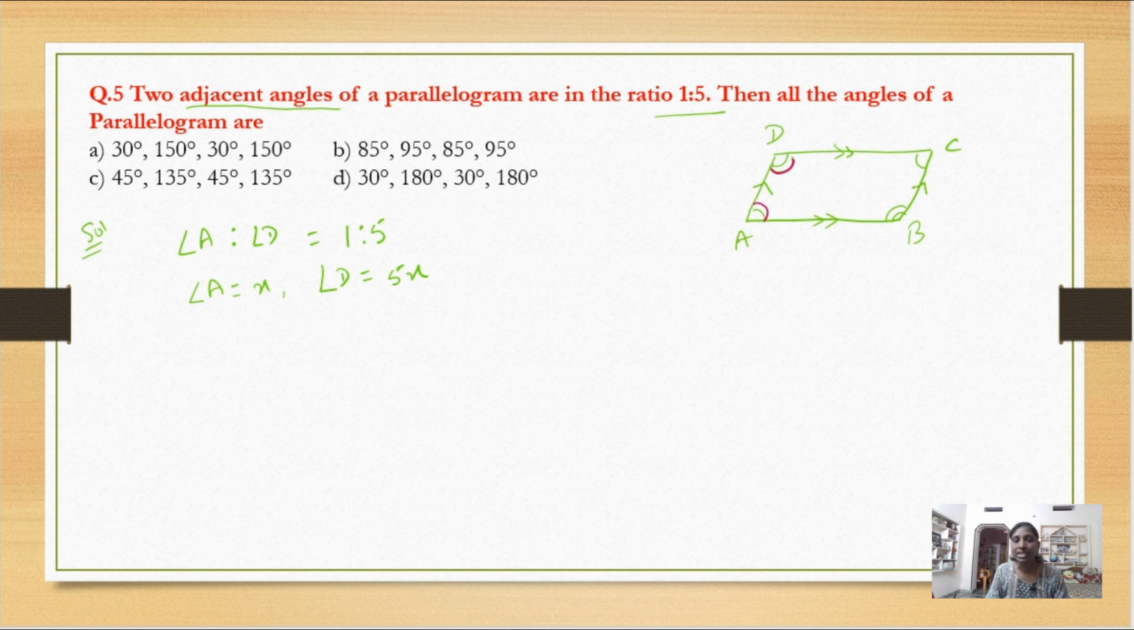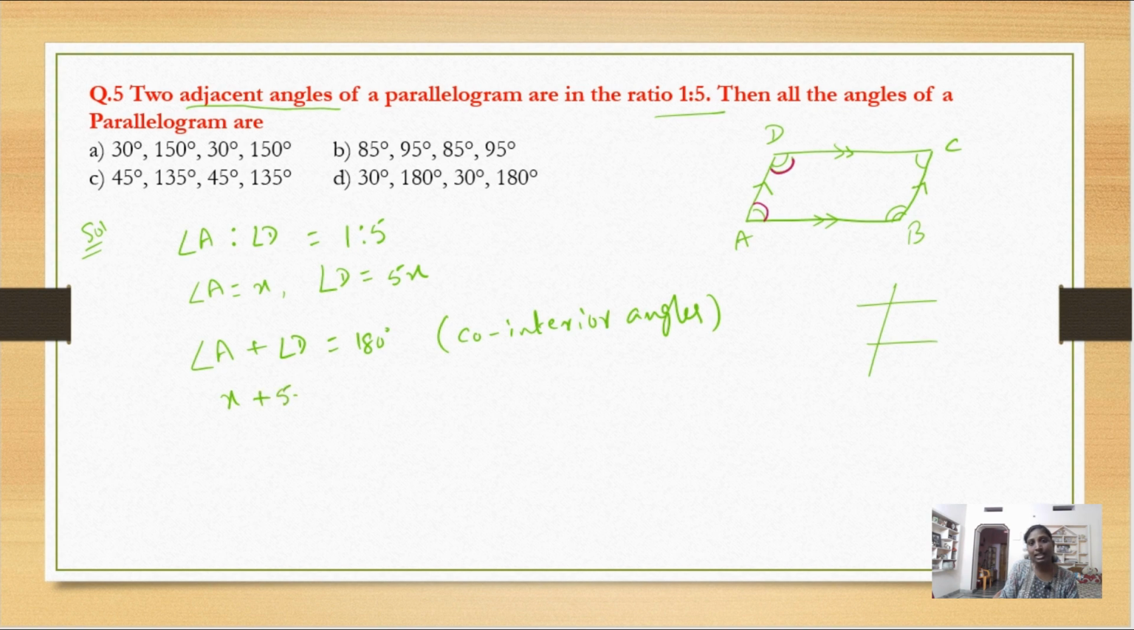Then again the same thing. In the previous question we have used that concept. What was that? Sum of co-interior angles is 180 degrees. Here angle A and angle D are also co-interior angles. See, DC and AB are parallel and AD is the transversal. So here angle A plus angle D is equal to 180 degrees. What is the reason? Co-interior angles.